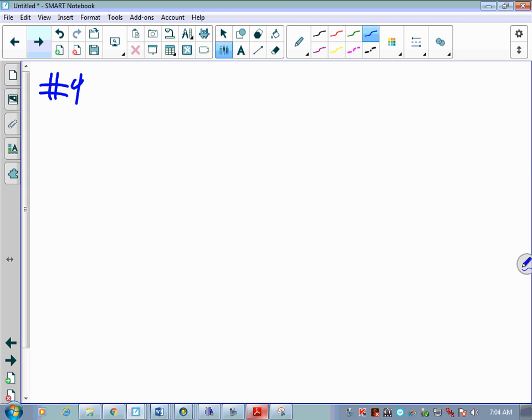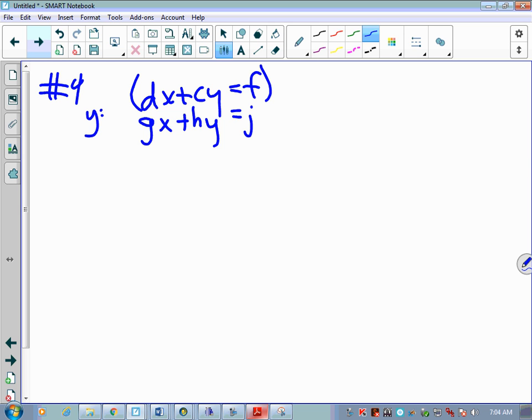Number 4. Let's see, we've got dx plus cy equals f, and gx plus hy equals j. What do they want me to solve for? They want me to solve for y. All right, if I want to solve for y, I'm going to eliminate my x's. So I'm going to multiply by g here and by d here.